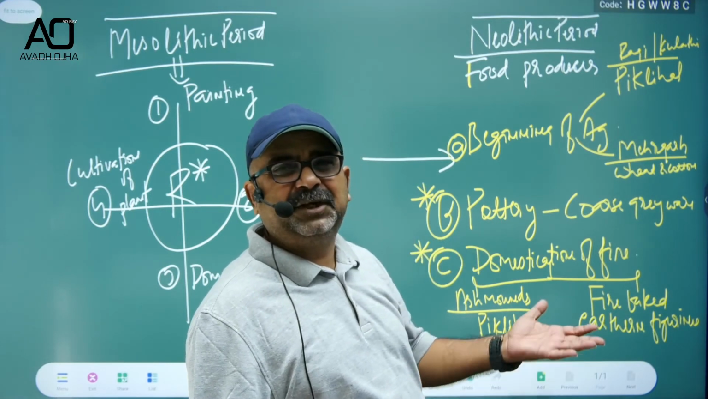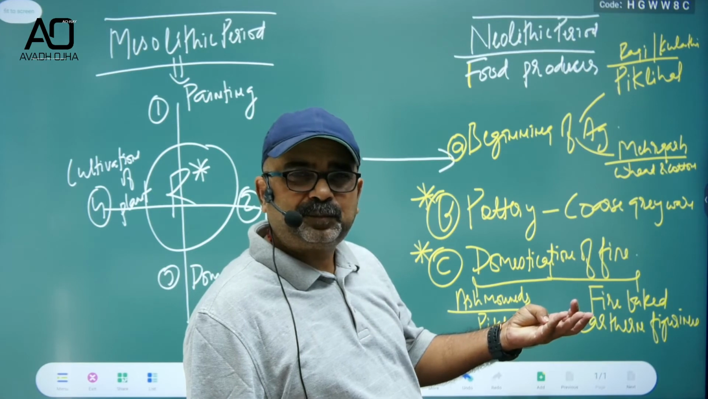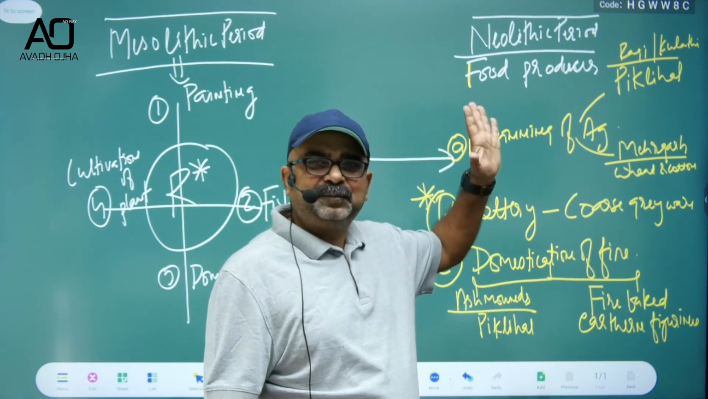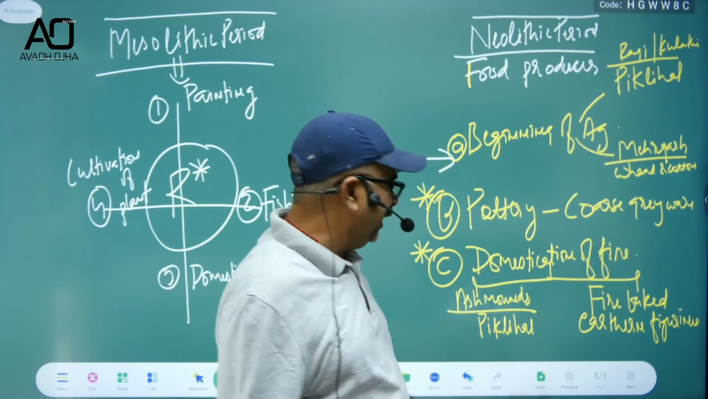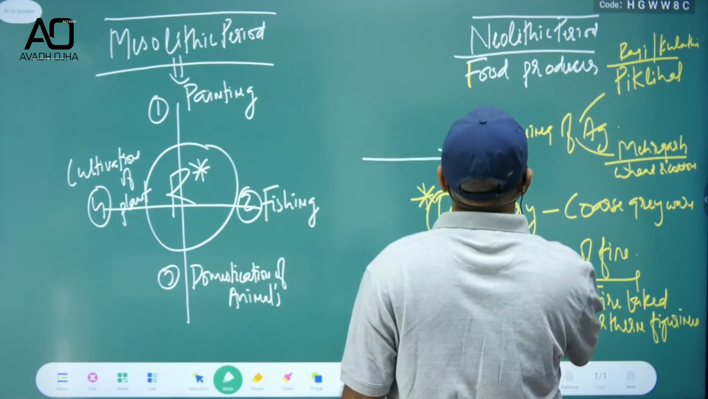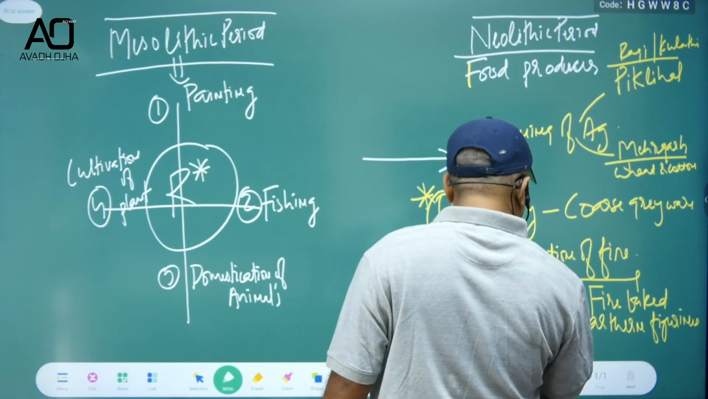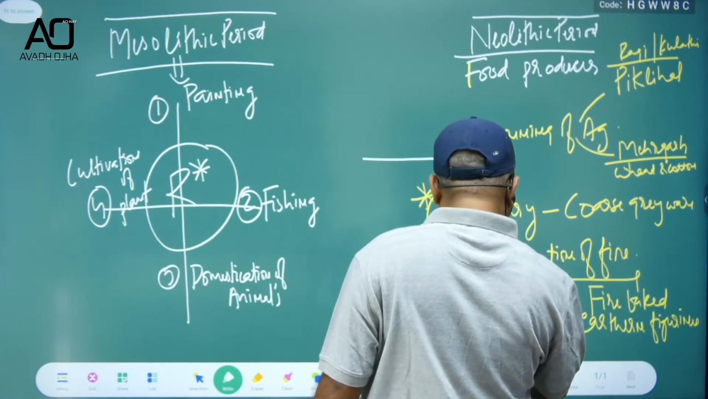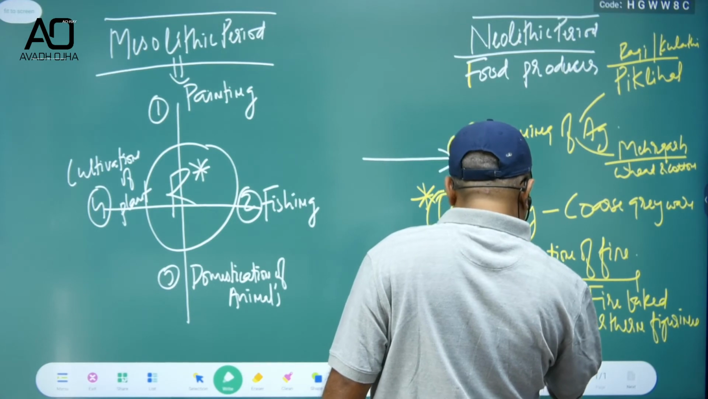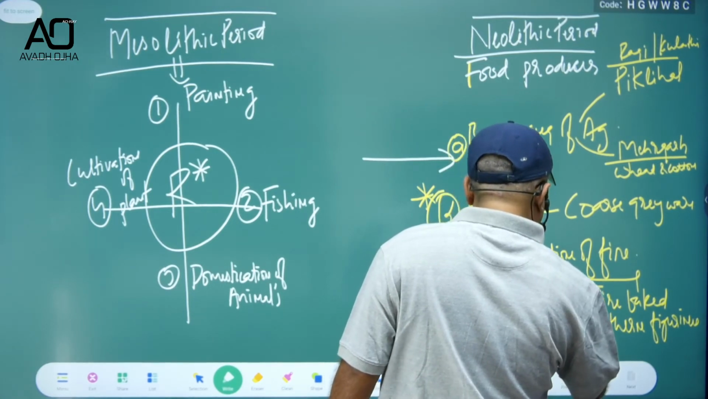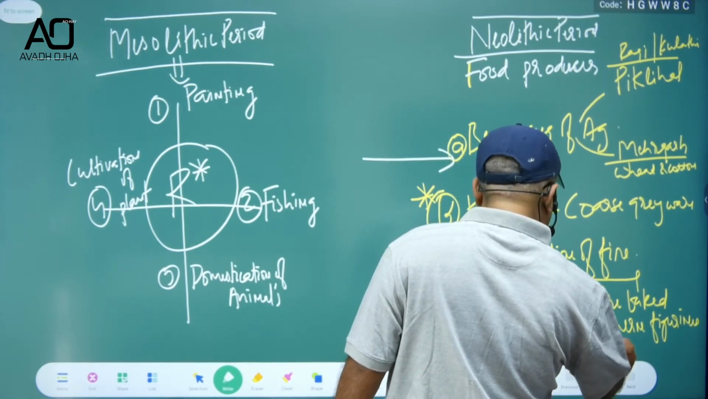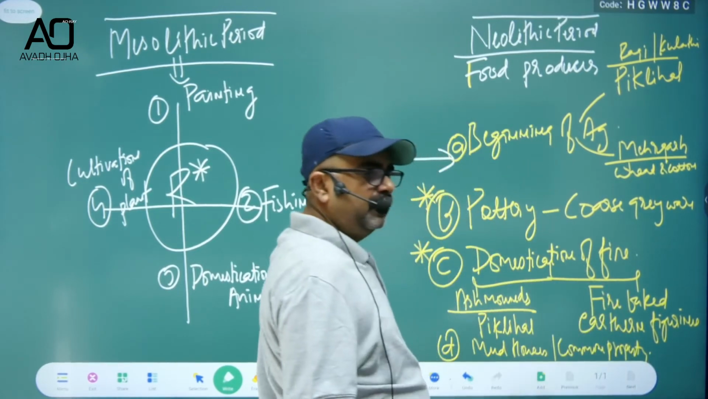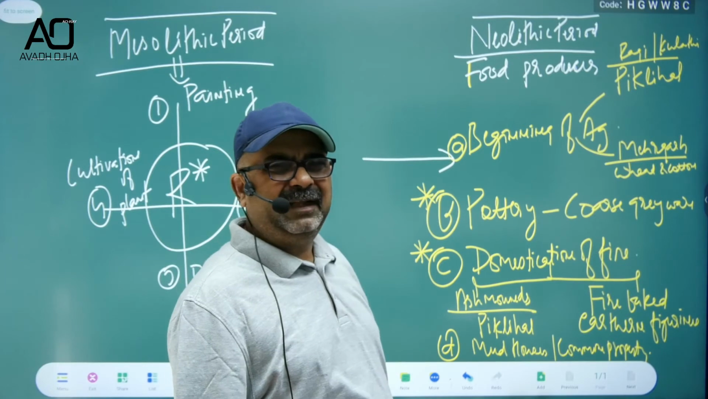What is the basic necessity of human being? Food. First necessity is over. What is the second? Shelter. So, mud houses. And possibly the concept of common property. There are no signs, no evidences.